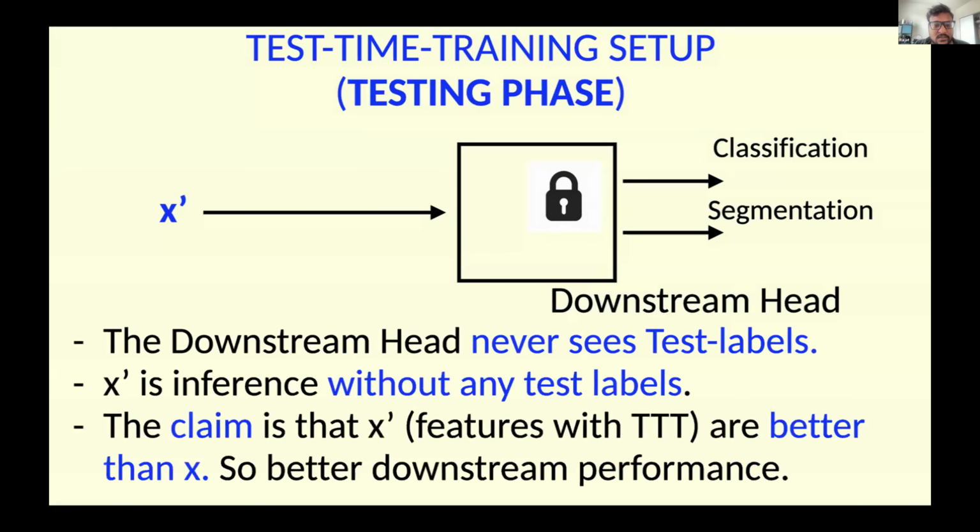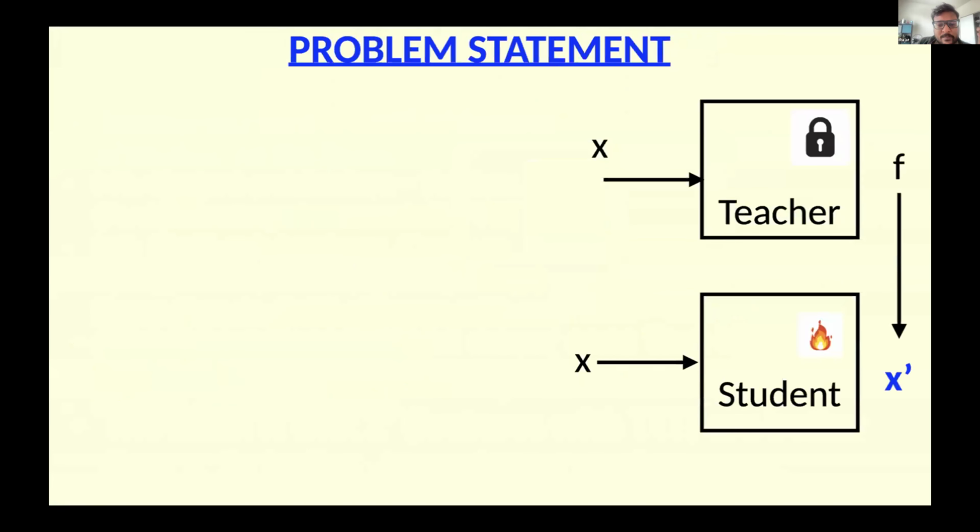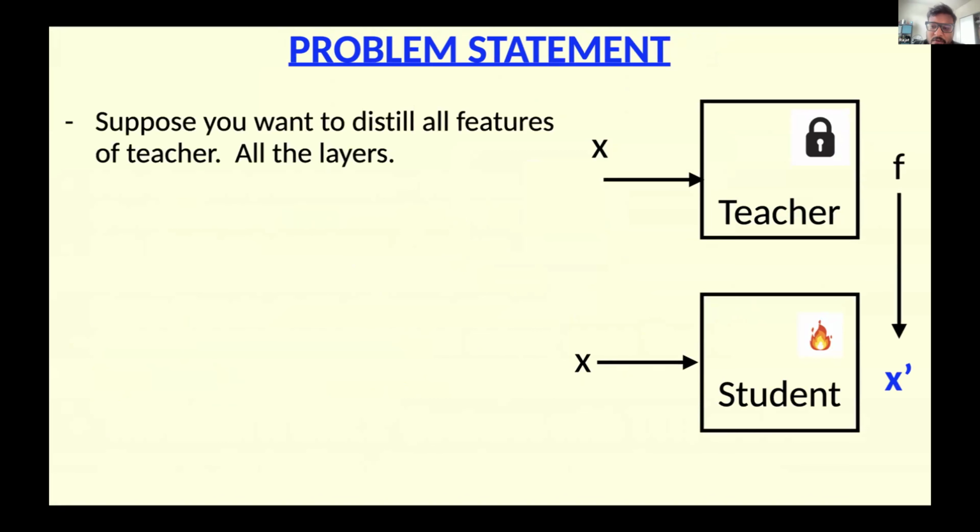Oh, okay. That's good. So now here is the problem statement which I'm trying to solve. Let's say you are given this student-teacher setup, and you are trying to distill the knowledge of the teacher into the student. If you stare at this long enough, you will start noticing one thing. When you're trying to distill knowledge from the teacher, you will try to distill all the layers. And if you look at the student, it's trained for each test sample.